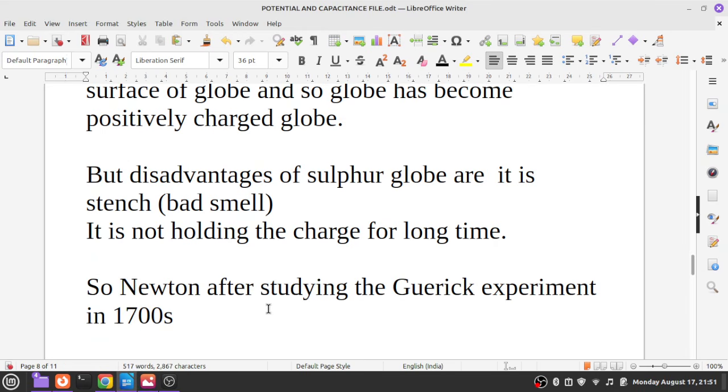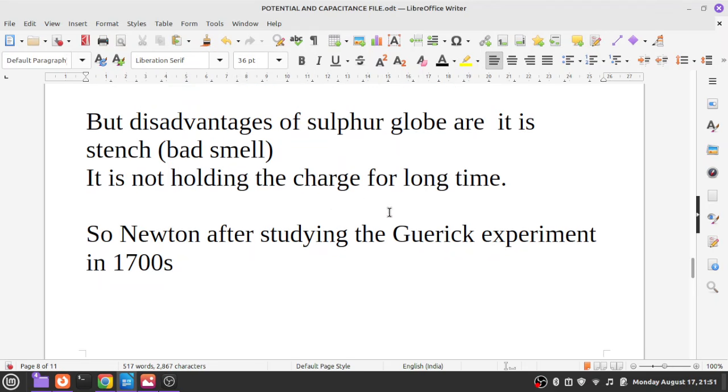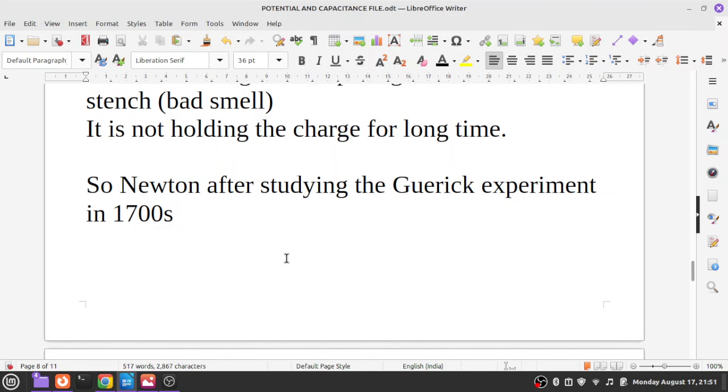But there are disadvantages of the sulfur globe. The sulfur globe gives a very bad smell. And further, once you rub the sulfur globe, it will acquire charge, but the charge is not going to be present for a long time. Okay, so Newton, after studying Guericke's experiment, introduced his own idea, which we discuss in the next video.